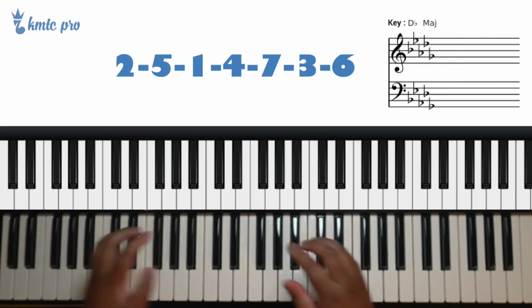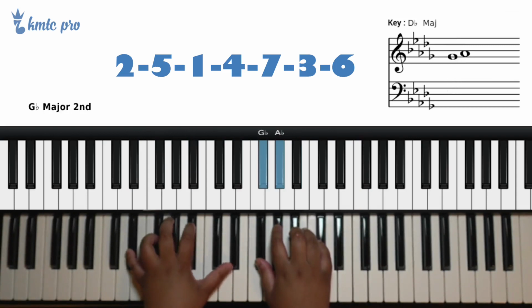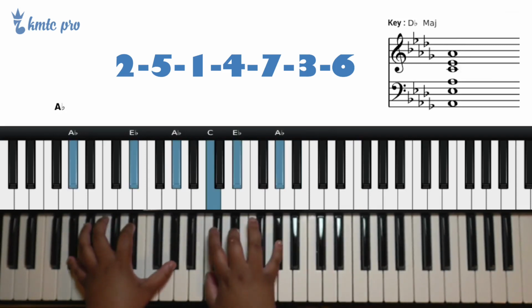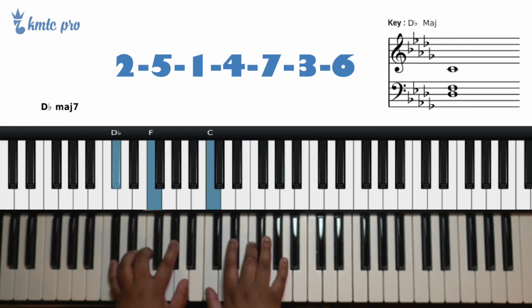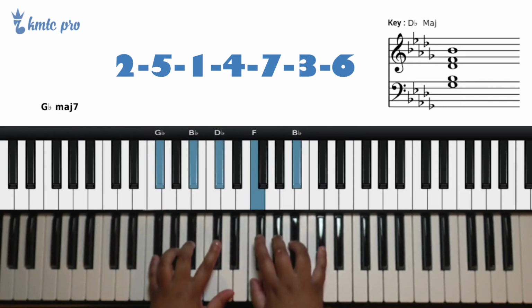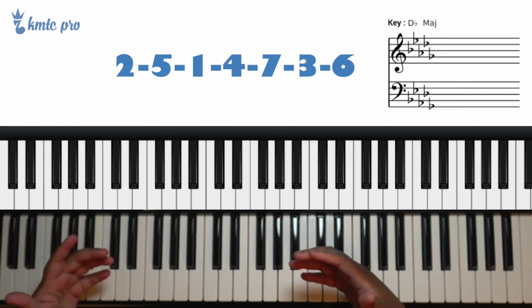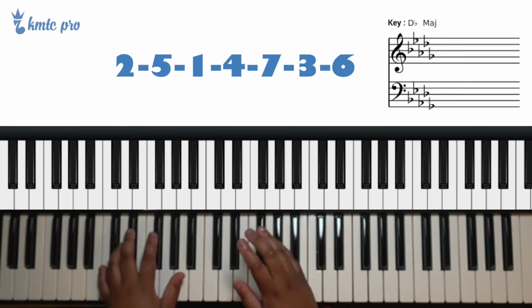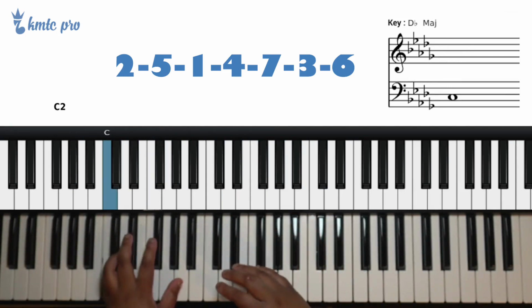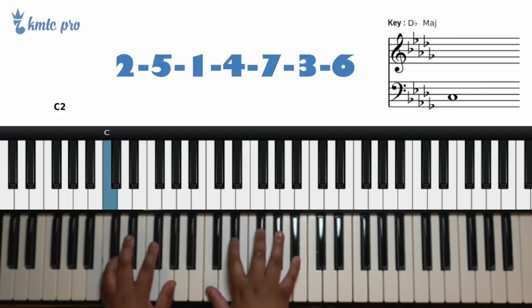All right. So from the top, 2, 5 or 4 over 5 to the 1 to the 4. Now I do my 7-3-6. A lot of times in gospel, the 7-3-6, the 7 is a half diminished chord. So the 7 is C. So I'm going to play a C half diminished.